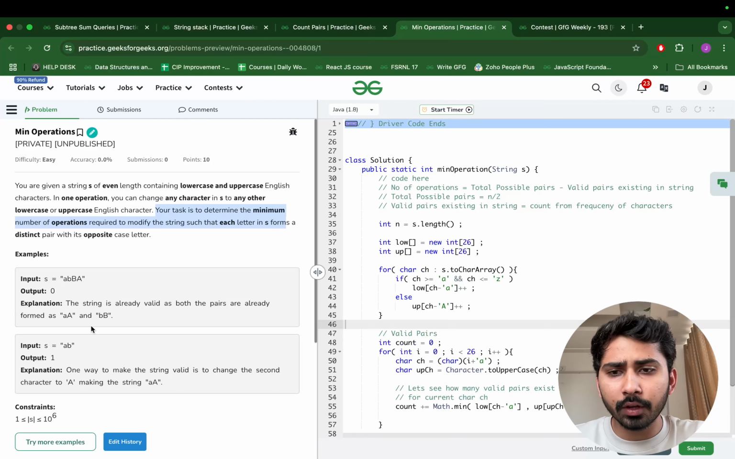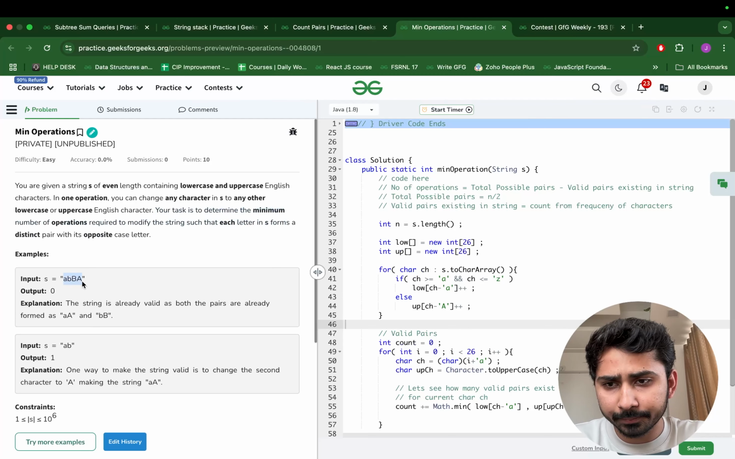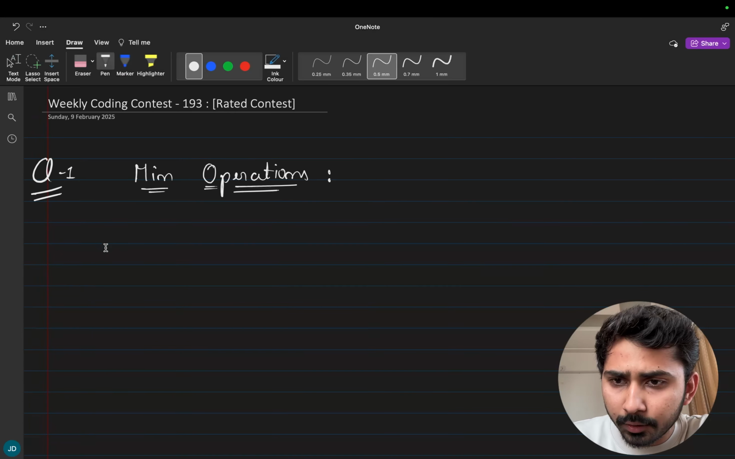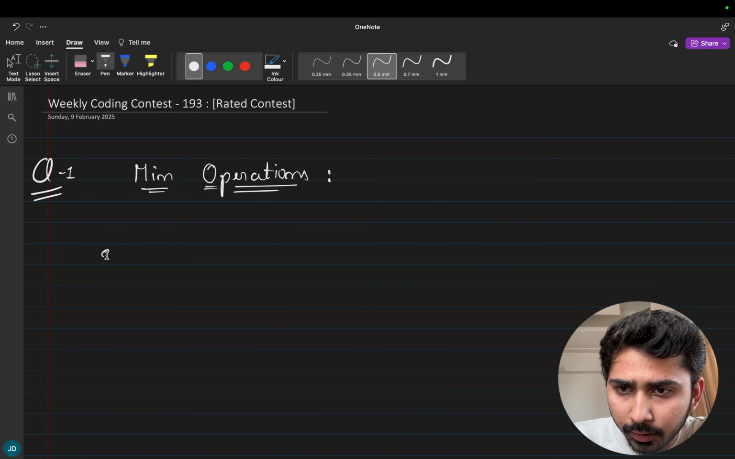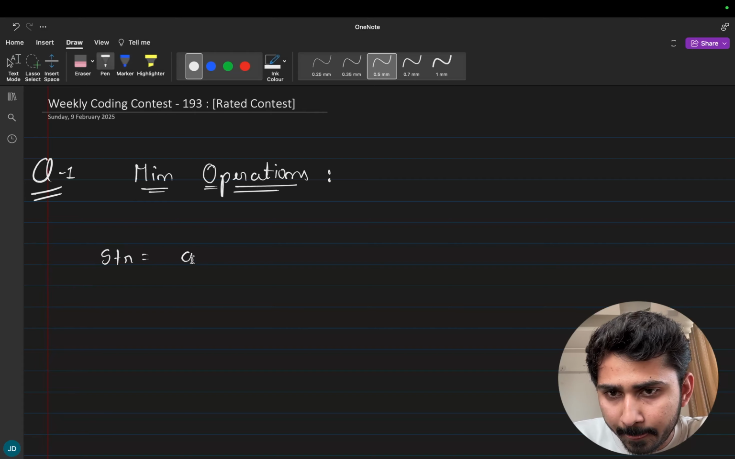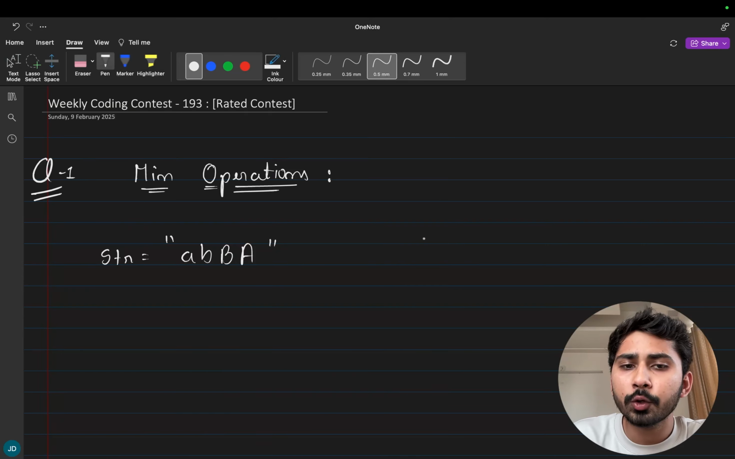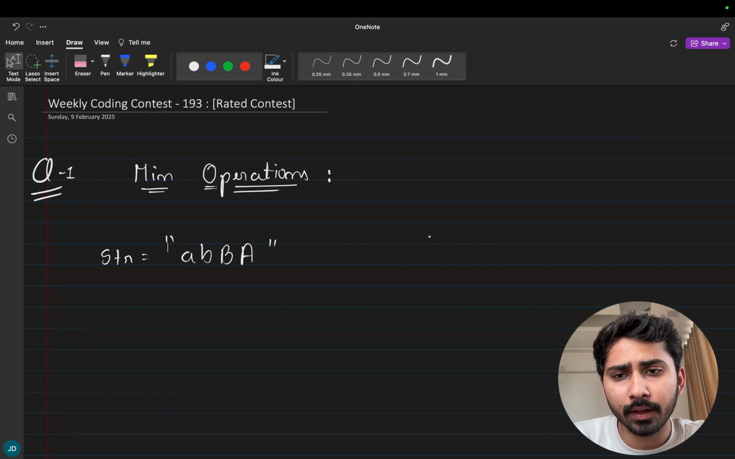Okay, so let's try to see what are the distinct pairs we can form for this given one. In this one we have a, b, uppercase B and A. So let's try to see if the string is, let's say, a, b, capital B and uppercase A. Now it is saying that you can change any character. You can pick any character and convert it into whatever character you like, whether it be uppercase or lowercase.